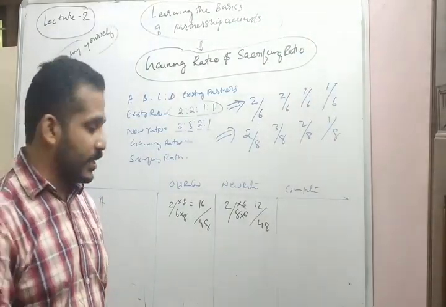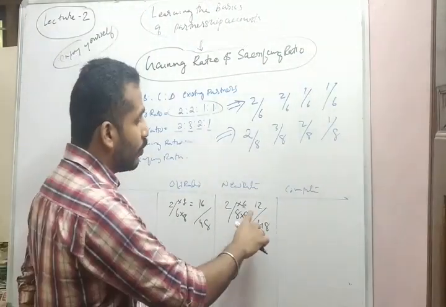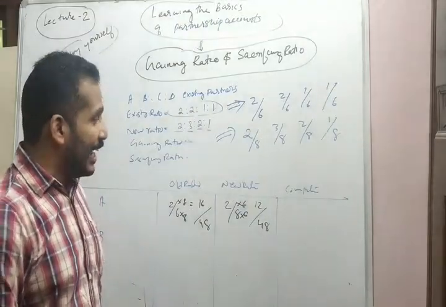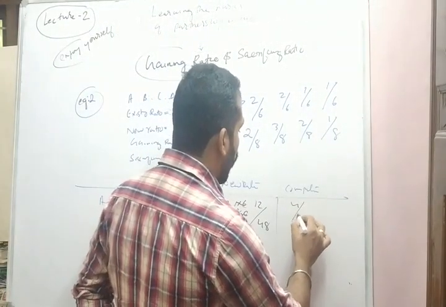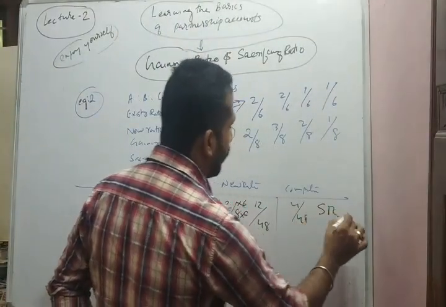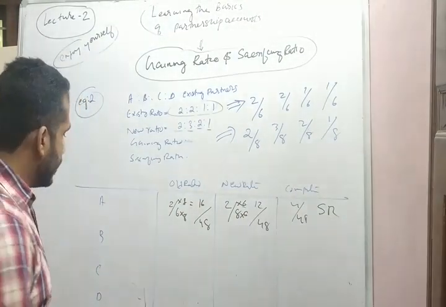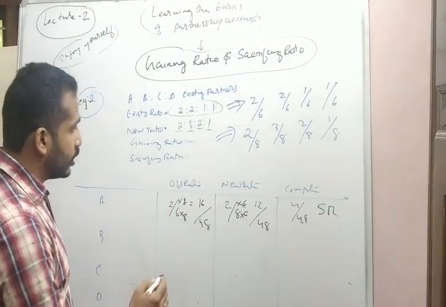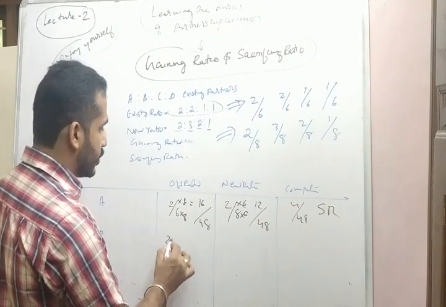16/48 was the previous ratio, and now they decided to share 12/48. He has sacrificed 4/48. This is the sacrificing ratio. In the case of B, what is the situation? His previous ratio was 2/6.